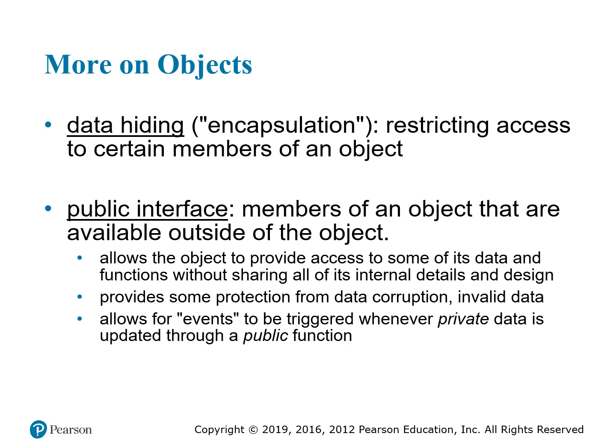Provides some protection from data corruption and invalid data. So I couldn't set a negative length for a rectangle, for example. And it allows for events to be triggered whenever private data is updated through one of my public functions. So if I have my student object and I update the number of classes he's successfully completed, then that might trigger a recalculation of his GPA, okay?